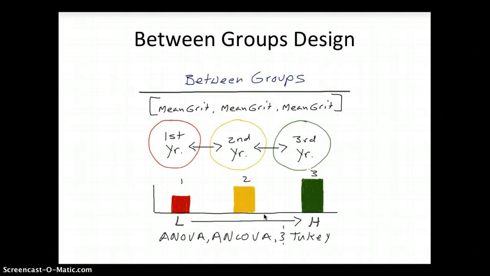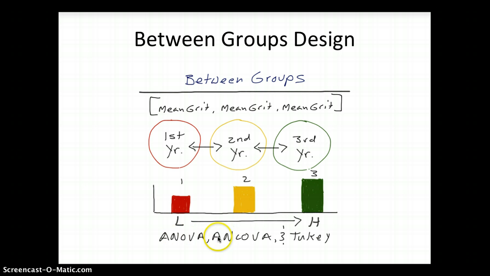So here's the between groups design. I was looking at the mean grit score, so the average grit scores of all first-year online doctoral students. So I looked at their average grit scores in comparison to the average grit scores for second-year students and third-year students. My hypothesis being that those students that had made it further into the program, third-year students, would have an average higher grit score. The logic being that weaker students would have fallen out in the first and second years, and then in the third year we would have had a higher mean grit score because the grittier students made it through.